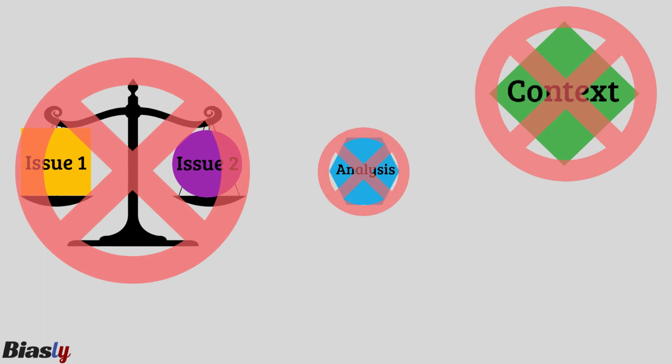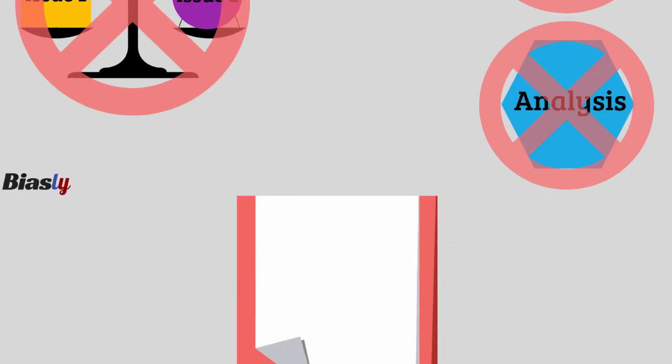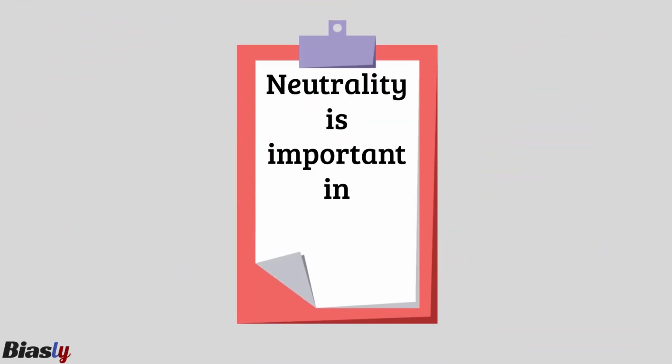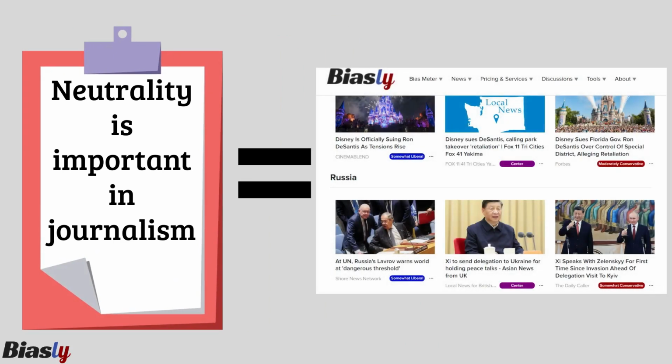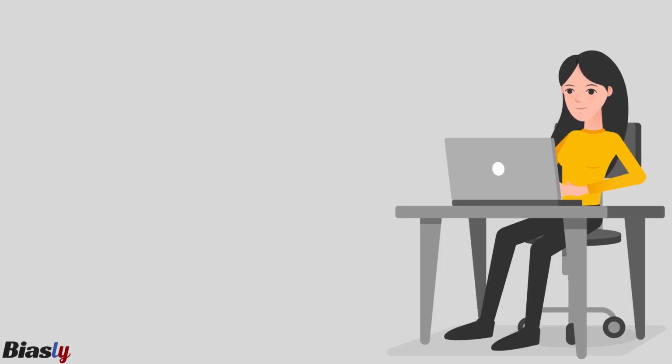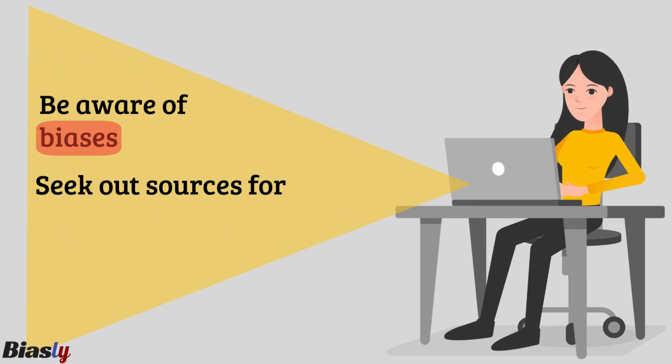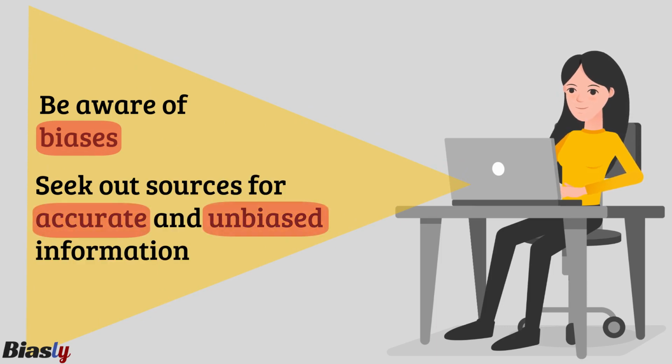to provide context or analysis of issues. While neutrality is important in journalism, it is equally important for news organizations to provide accurate and contextual information to their audience. As consumers of the media, it is important to be aware of these biases and to seek out sources that provide accurate and unbiased information.